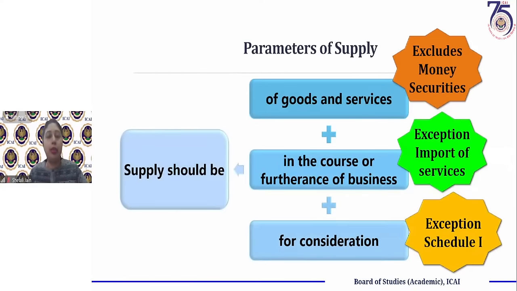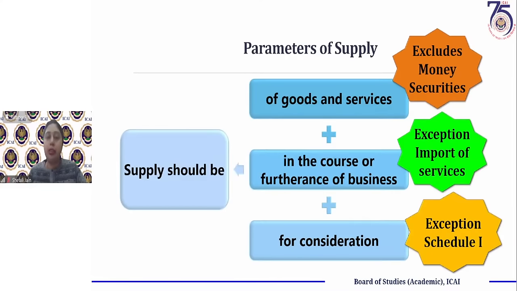So what are the parameters of supply? Please don't pay attention to these boxes which have been given as exceptions. We first have to see only the parameters. Supply should be of goods and services, in course or furtherance of business, for a consideration. So these are the three parameters. How will we know that a particular activity or transaction is a supply? We'll first of all check three parameters. These are the three basic parameters which have to be checked.